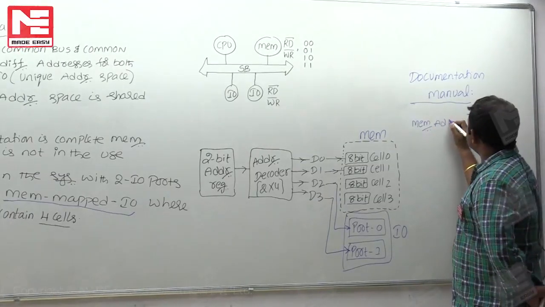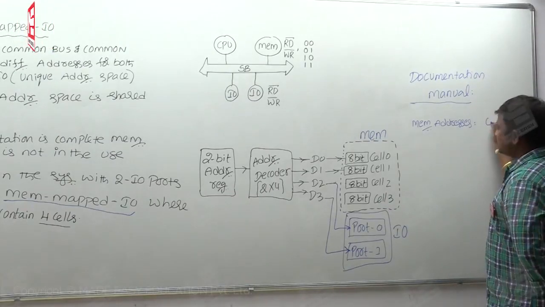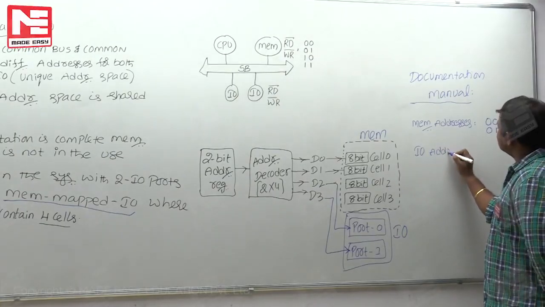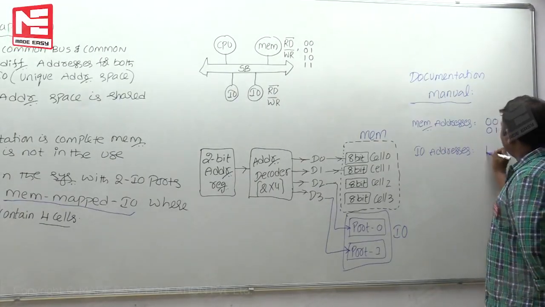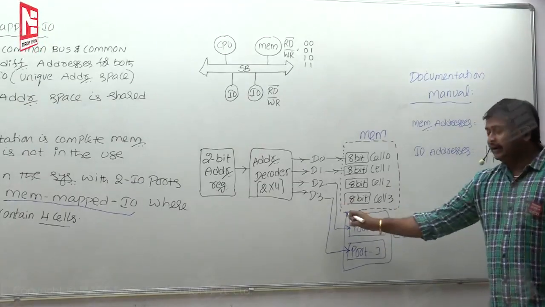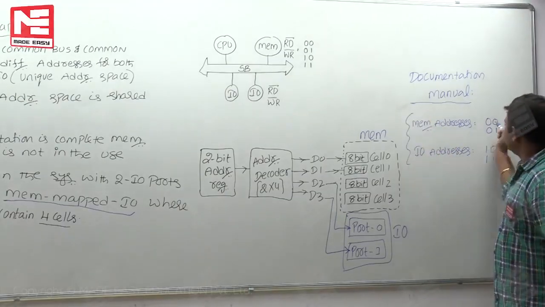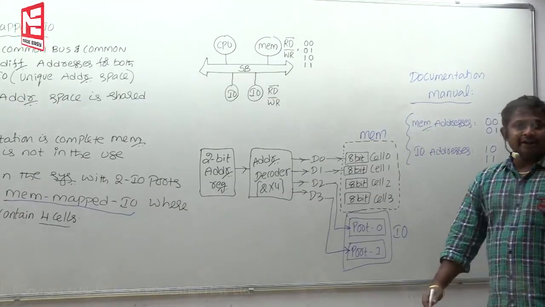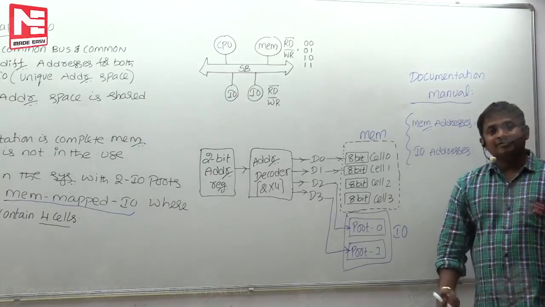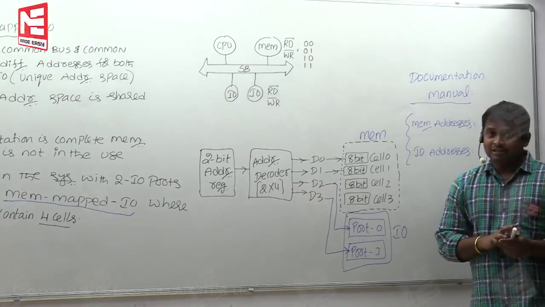Memory addresses are 0001 and I/O addresses are 1011. Like this, in the documentation manual, the implemented details are given. As a user, when we read the documentation manual, we can also realize the same data. Once we realize the same data, we can write the application software based on this logic.